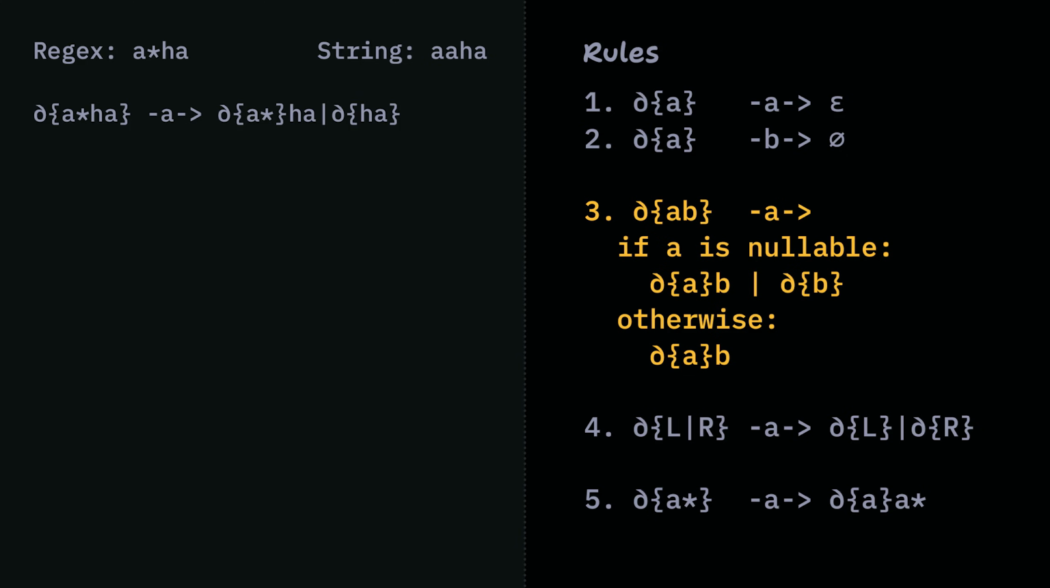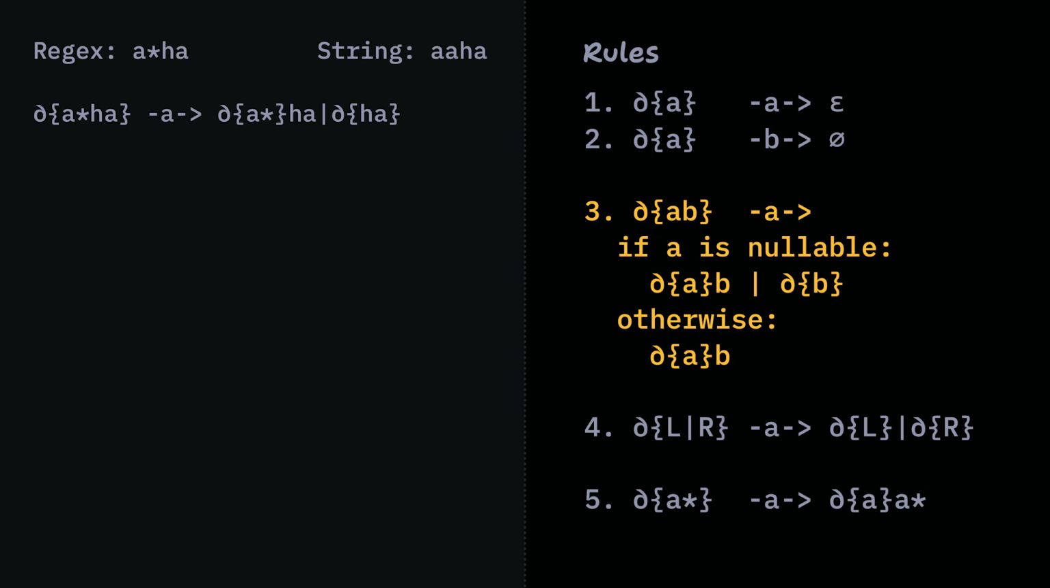First, we need to apply the concatenation rule, rule 3. Our first item in this case is A star and our second item is HA, which itself is a concatenation. According to this rule, we need to check whether the first item is nullable. And Kleene stars are always nullable because they might possibly be 0 repetitions and therefore could match an empty string.